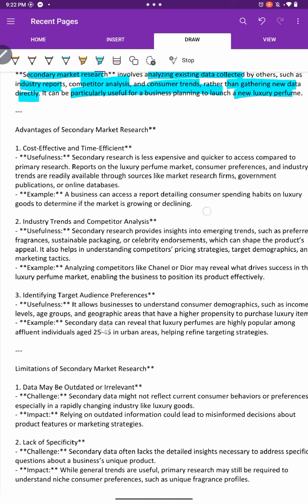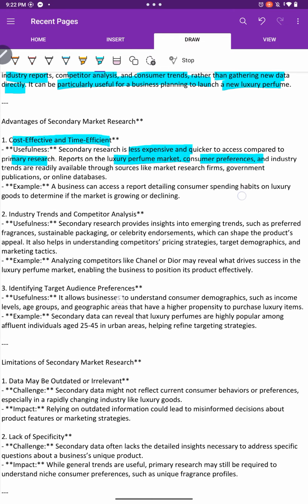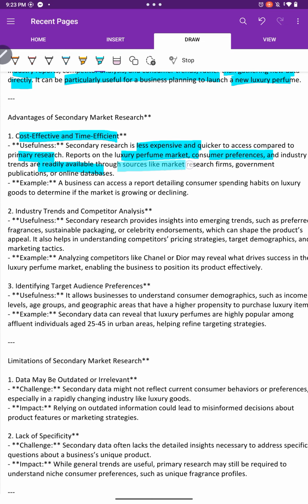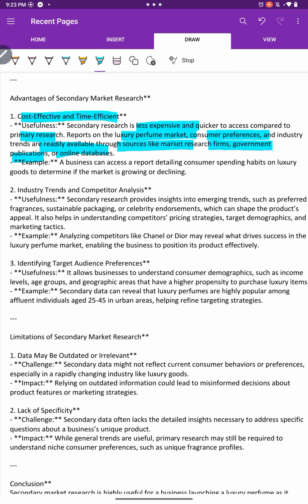So what will be its advantages? It is cost effective and time efficient. So what is its usefulness? Secondary research is less expensive and quicker to access compared to primary research. Reports on the luxury perfume market, consumers' preferences, and industry trends are readily available through sources like market research firms, government publications, and online databases. Here I have written my example, my application also, that a business can access a report detailing consumer spending habits on luxury goods to determine if the market is growing or declining.